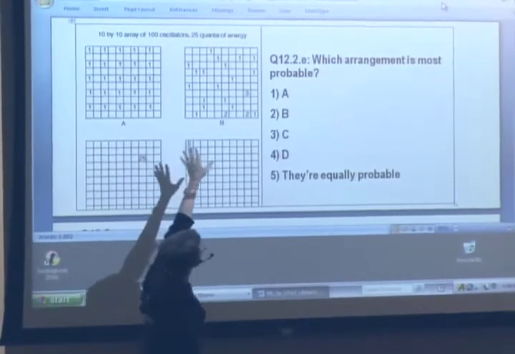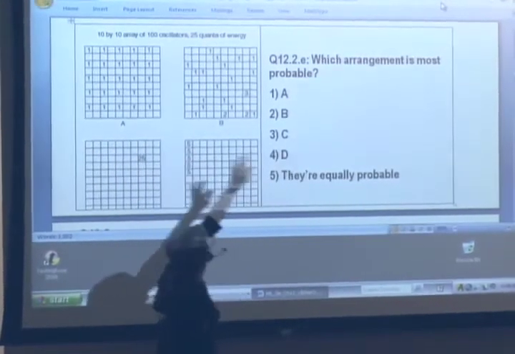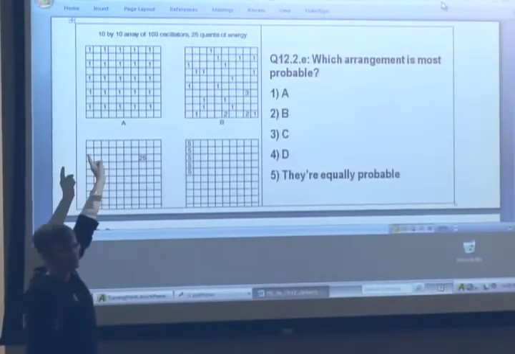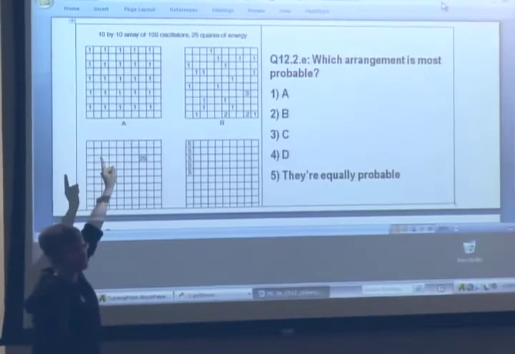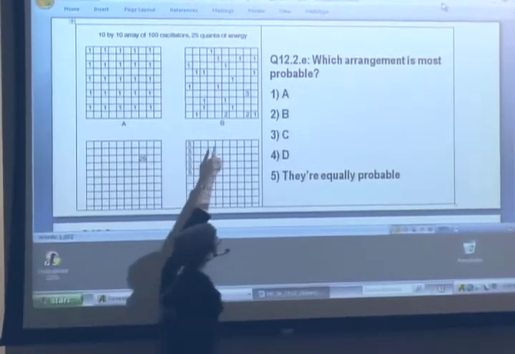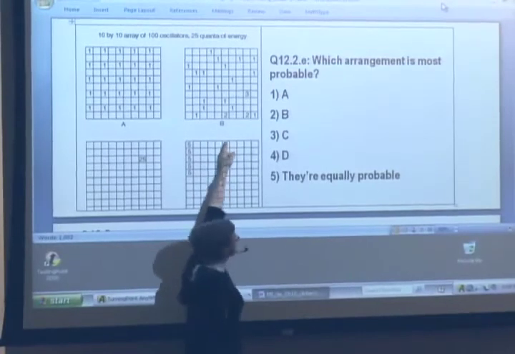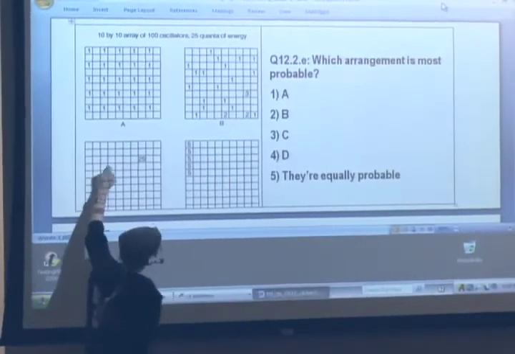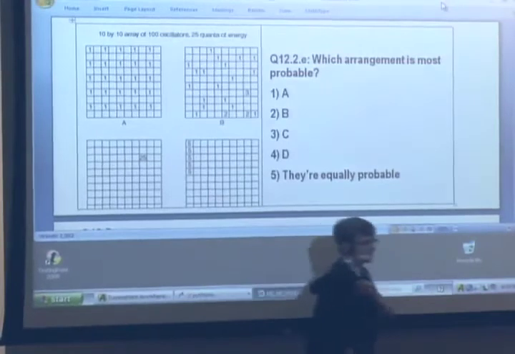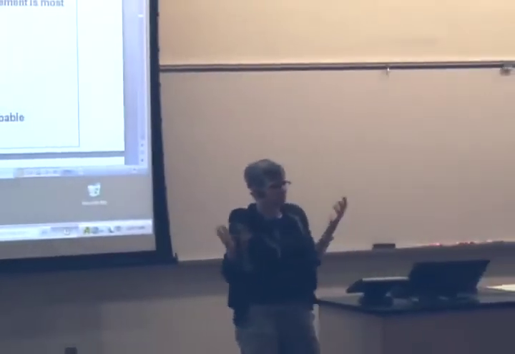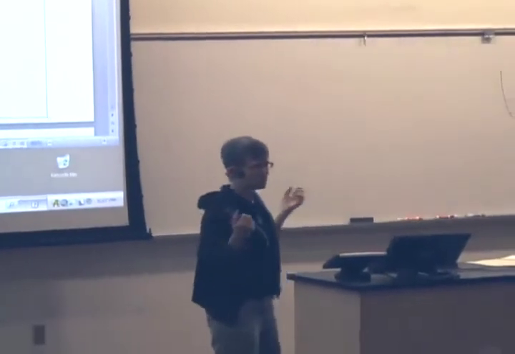We have this 25 quanta of energy, and we've arranged them one way among those 100 oscillators, so that's a microstate. And B is another microstate, right? And this is another microstate, and that's another microstate. So those are all microstates. What's the macrostate? What is that?